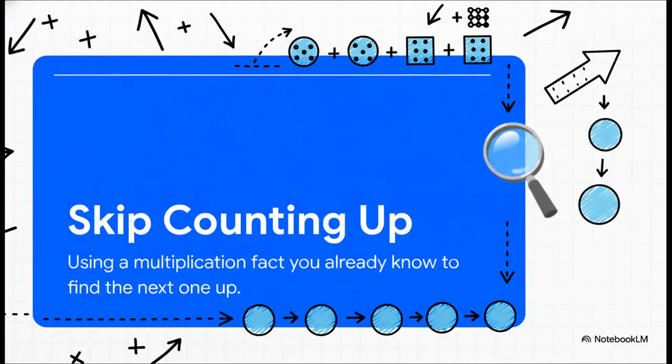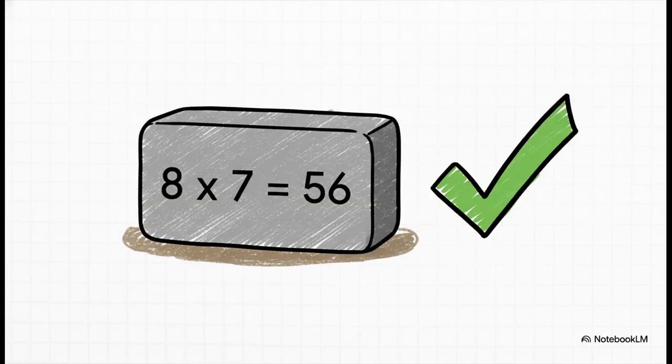Okay, so the idea here is actually really simple. It's all about using what you already know. If you know one multiplication fact, you can easily figure out the next one just by adding a little bit. We call this skip counting up. Okay, let's try it out. Let's say we all know this one from our times tables, right? 8 times 7 is 56. We're solid on that. So this is our starting point, our anchor fact we can build from.